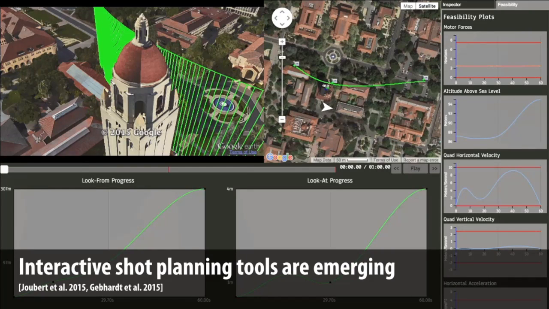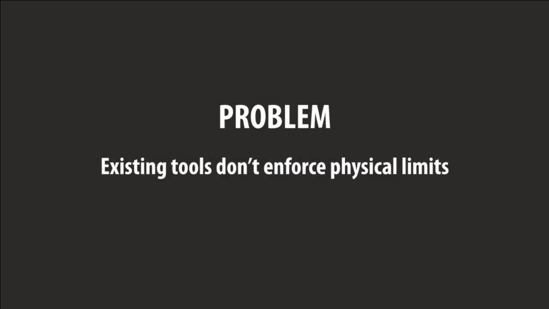Quadrotor cameras are also becoming easier to use. Interactive shot planning tools are emerging that remove the need to fly quadrotors manually using joysticks. These tools enable users to set up shots ahead of time in a virtual environment, and the shots can be captured autonomously afterwards. But there's a problem.